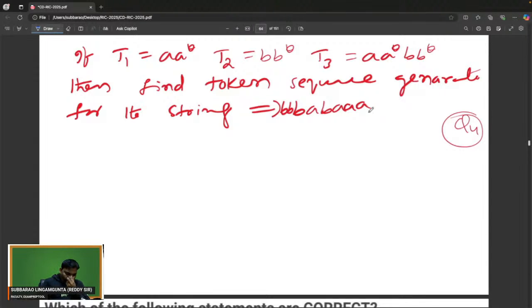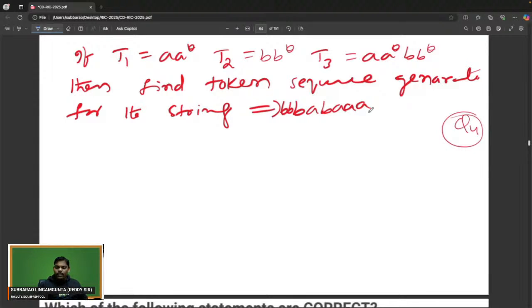Everyone, longest matching. If T1 is equal to AA star, T2 is equal to BB star, T3 is equal to AA star BB star, then find the token sequence generated for the string triple B A B triple A.